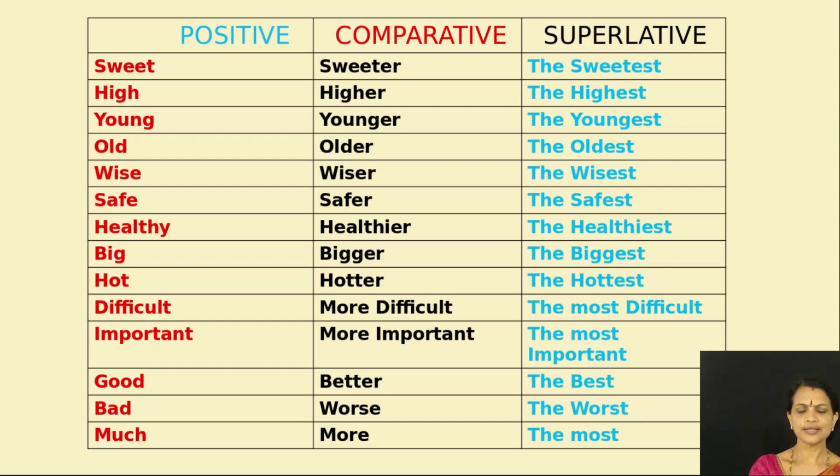Now irregular adjectives. We have good, it becomes better, and in superlative degree it takes the best. Bad becomes worse, and in superlative degree the worst. Much becomes more, and in superlative degree the most.